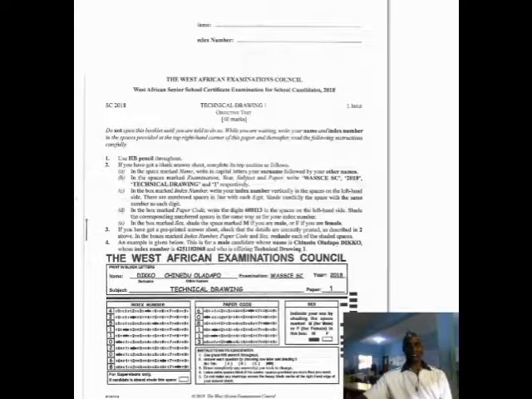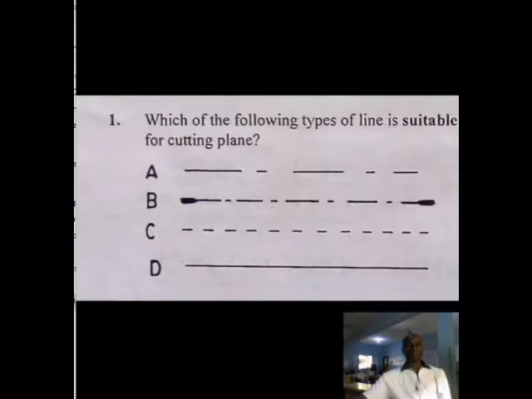At this moment, we are going to start answering our questions. Pay attention. Question number 1. Which of the following types of line is suitable for cutting plane? The answer is B. A is center line, B is for cutting plane, while C is for hidden details, and D is a thick line.